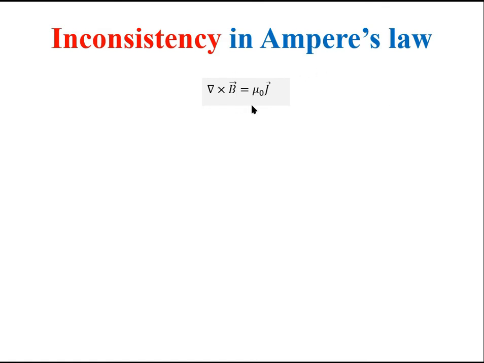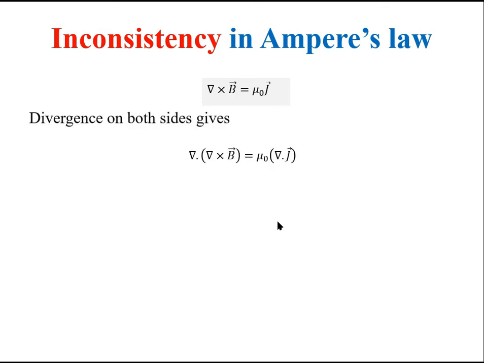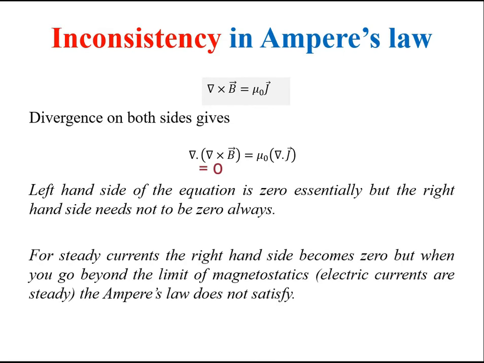This is the Ampere's law in differential form. If you take the divergence of this equation, you will get this. Now if you see this equation, the left hand side is 0 essentially, because the divergence of a curl of any vector field is 0 always. But right hand side needs not to be 0 always. The right hand side of this equation is 0 with steady state currents, but it is not the condition always. If the current is varying with space, then this equation does not hold. It is the mathematical inconsistency in Ampere's law.